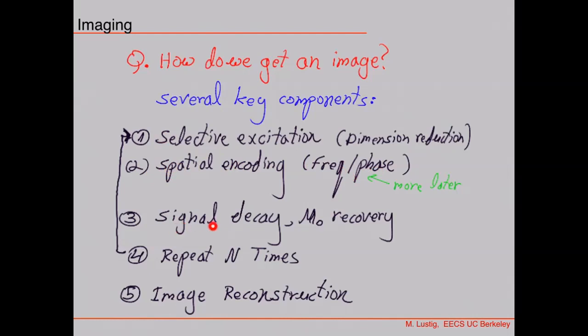Then our signal is going to decay, and then the magnetization afterward is going to recover. And so after that happens, we're going to excite again, do a spatial encode, wait till the signal decays and magnetization recovers, and then repeat that n times. This is pretty much the sequence of events. And then after we've collected enough data, we're going to perform some image reconstruction to take that data and make an image out of it. And it's probably going to have a Fourier transform in that operation somehow.